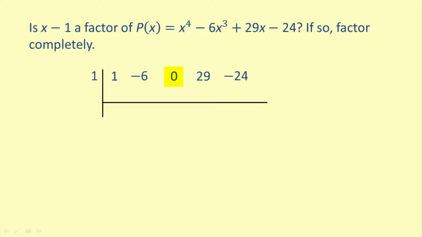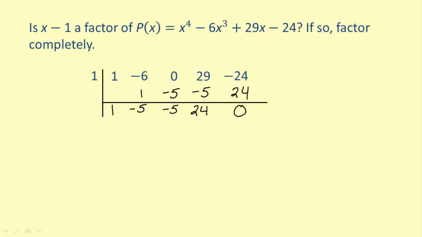Since there is no x squared term shown, it has a coefficient of 0. Again, we drop our leading term down and then multiply. 1 times 1 is 1, so we place 1 underneath negative 6 and add, getting negative 5. We repeat this addition and multiplication process until all coefficients are accounted for. At the end of the synthetic division, we get negative 24 plus 24, which equals 0. Therefore, there is no remainder in this division process, and x minus 1 is confirmed to be a factor of the polynomial function.